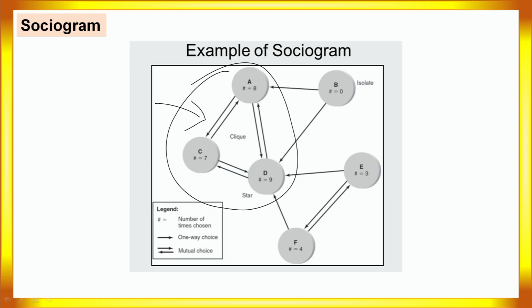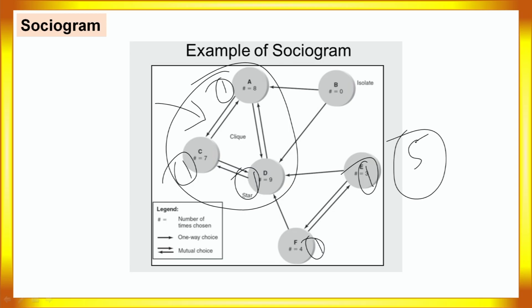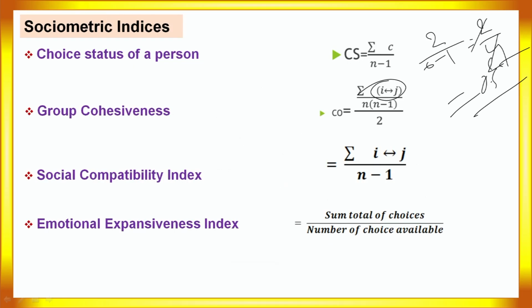If you come to this sociogram, C chooses A and A chooses C, A chooses B, D chooses A, and D and C. These are 3 mutual choices. Also there is a mutual choice between F and E. So how many mutual choices were there? A total of 5 mutual choices. And how many members were there? 1, 2, 3, 4, 5, 6. 6 members were there.